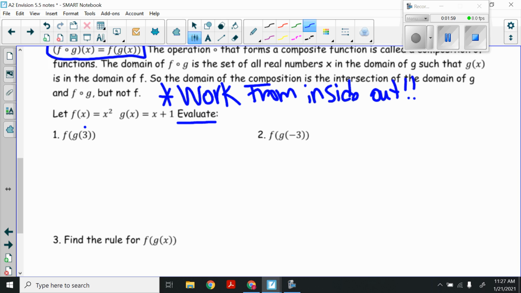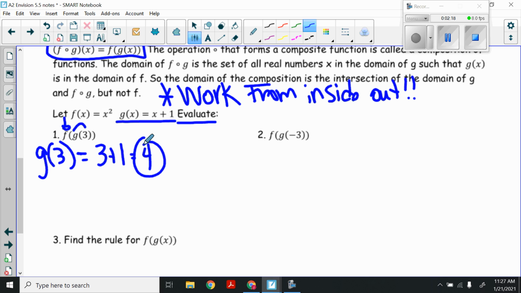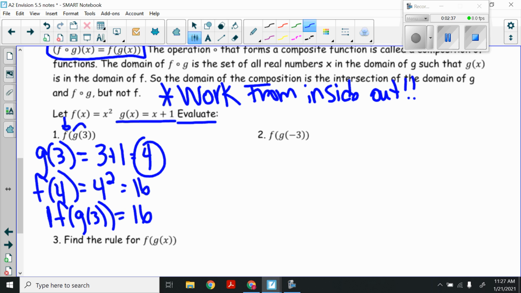So on the inside, I have a 3 with a g. So that means find g of 3. So I take g of x and I plug 3 in for x. So I get 3 plus 1, 4. Okay. So now I go outside. I go to f next. I'm going to do f of 4. So f of 4 equals, so I plug 4 into the x in my f. So f of x said x squared, so 4 squared, 16. So my answer, f of g of 3, is equal to 16. Okay?